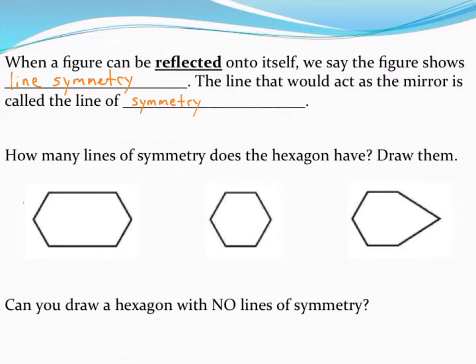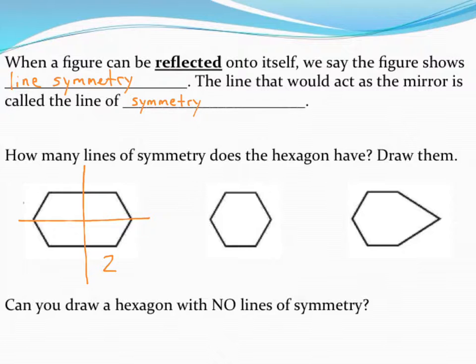So for example, let's take a look at a couple hexagons real quick. I'm asked to figure out how many lines of symmetry the hexagons have. So this first hexagon, I can imagine folding it in half vertically. I can also fold it in half horizontally. So I would say that this has two lines of symmetry. Again, you've been doing this for years, so that should come as no surprise.